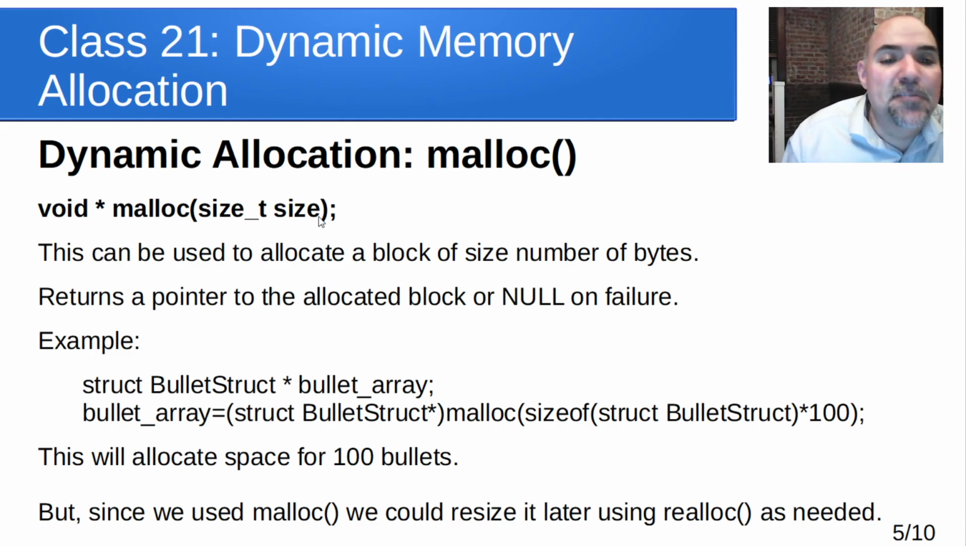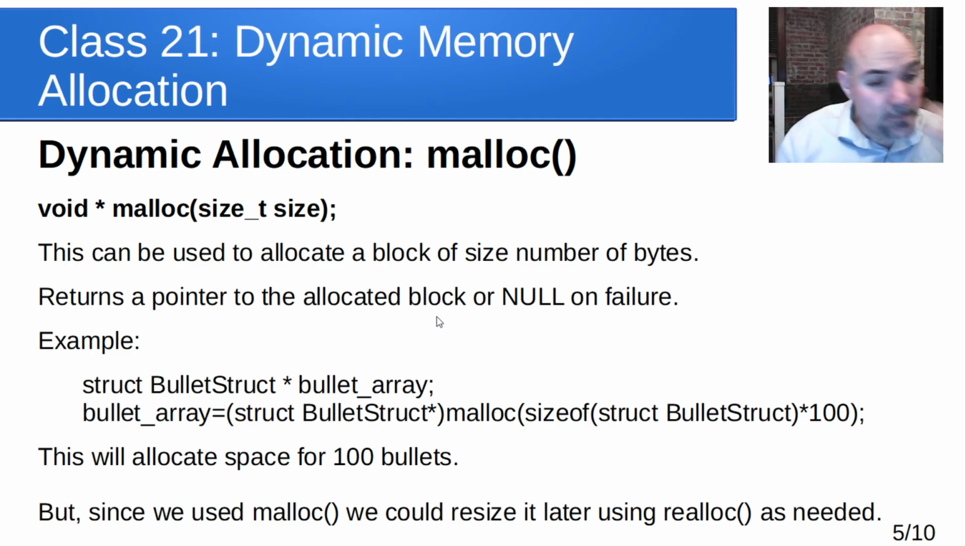But the idea is this is just an integer that says how many bytes we want, and malloc is going to allocate that and return to us a pointer to that allocated block. If it fails because there's, for example, not enough memory left, then it's going to report a null pointer, a pointer value of 0, on the failure.